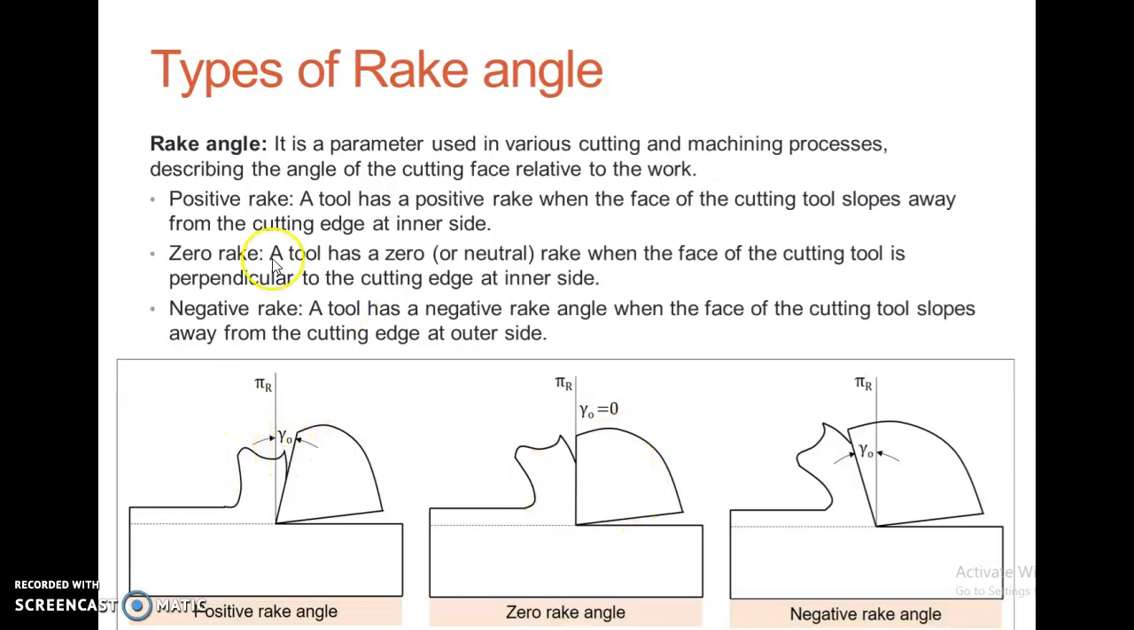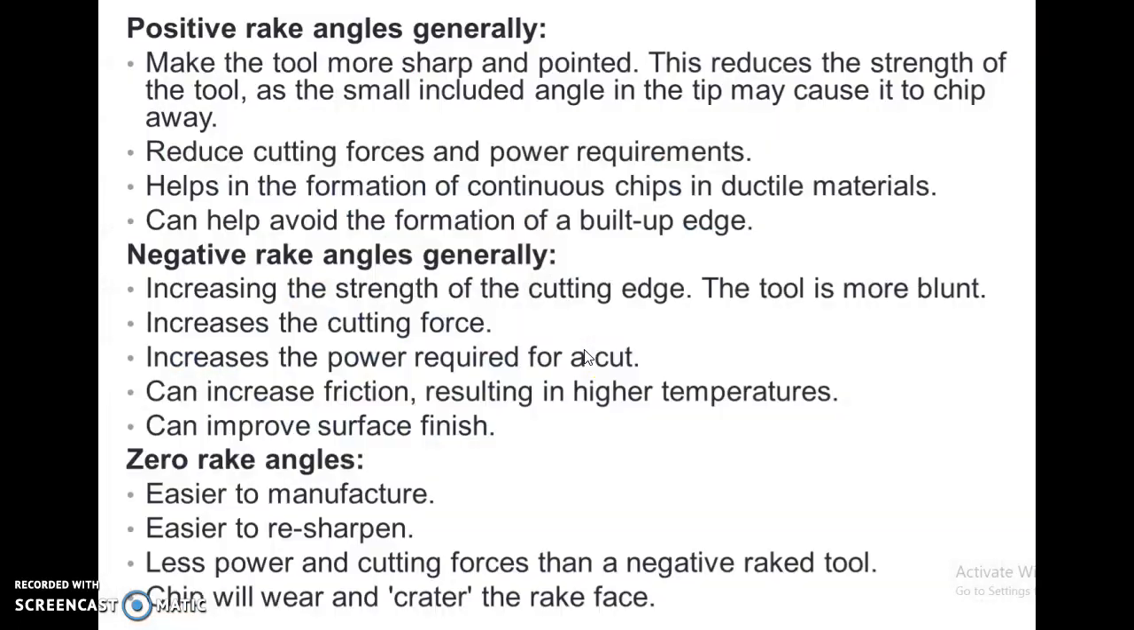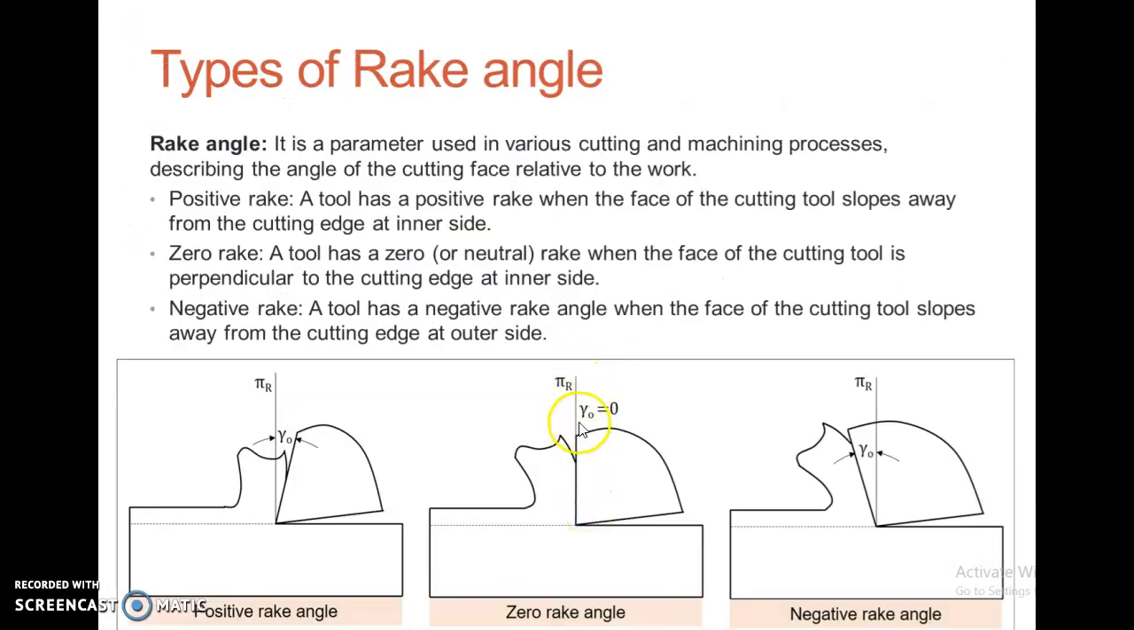And next is zero rake angle. A tool has zero rake when the face of the cutting tool is perpendicular to the cutting edge at the inner side. So the face is perpendicular to the cutting edge at the inner side. This is called the zero rake angle, where gamma is equal to 0. This one has some angle, and here gamma is equal to 0.